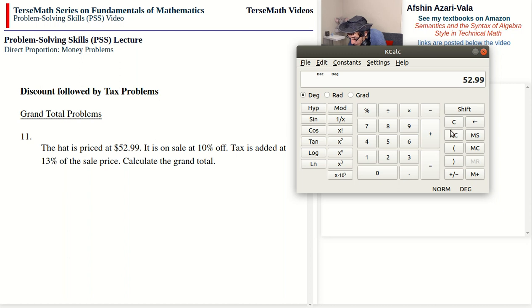So enter the price. Okay, so $52.99. Then multiply by 0.9 because it's 10% off. You pay 90% of the price. And then, to find the grand total, multiply by 1.13. I will end up paying $53.89.